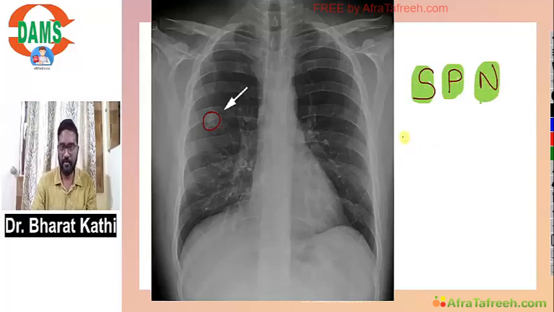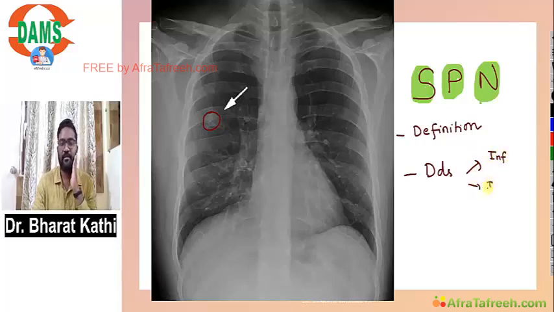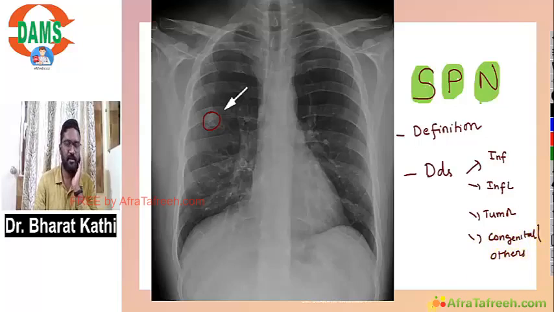First, the examiner will ask you what is the precise definition of SPN. Second, what are the DDs? So once again, if you don't know any DDs, is it infection? Is it inflammation? Is it a tumor? Is it congenital? Others. Others means it can be vascular, anything like this. So this is an SPN.